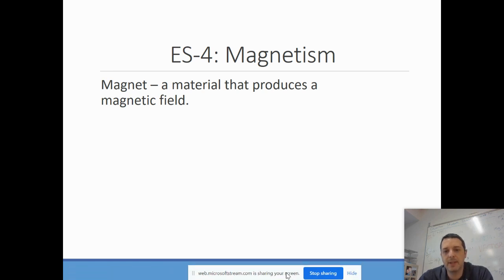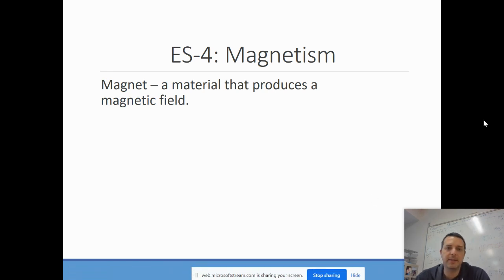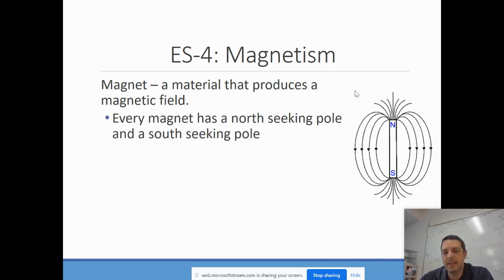In today's lesson, we're going to take a look at standard ES4 magnetism. A magnet is any material that produces a magnetic field around it. You can see that I've pictured a bar magnet here on the right. It has two symbols, one on the top, north, and one on the bottom, south. Every magnet has two poles, a north pole and a south pole.